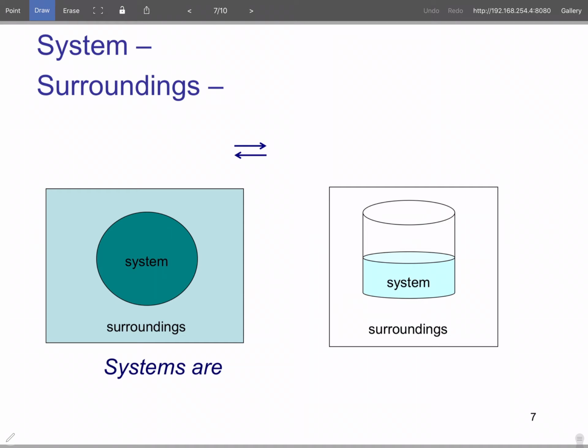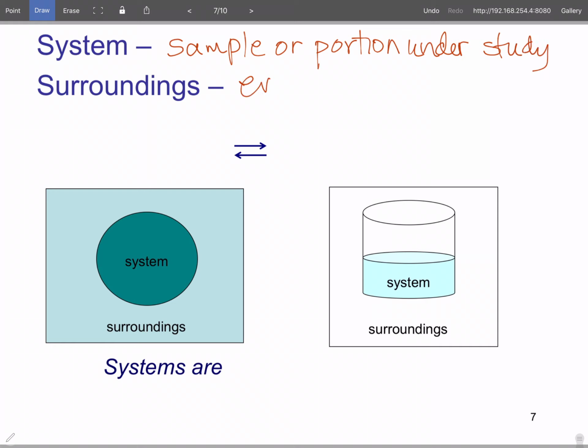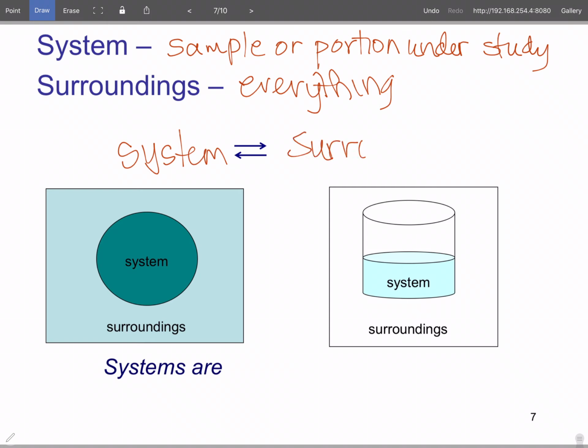So the first thing is, what's a system and what's a surroundings? A system is the sample or portion under study, and the surroundings is everything else. So what does that mean? What it means is you're going to transfer energy from the system to the surroundings and back. Notice it's an equilibrium because we're going back and forth.